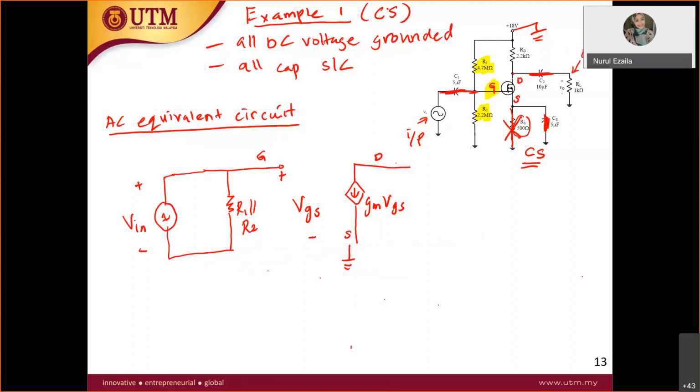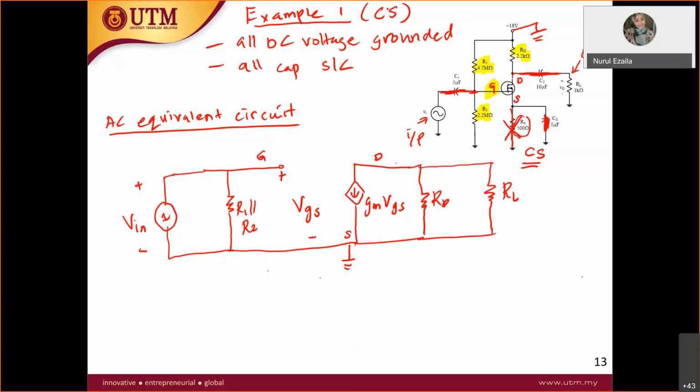So let's do the drain. At the drain, what do you have? You have RD to the ground. But not finished yet. At the drain also, you have capacitor C2, which is short circuit, and you have RL.